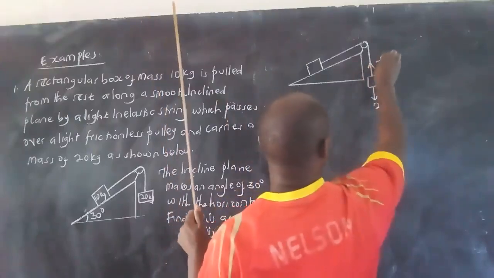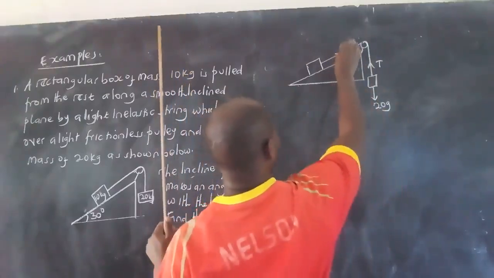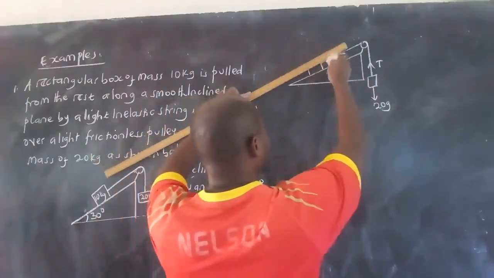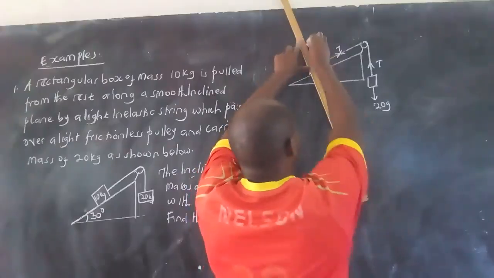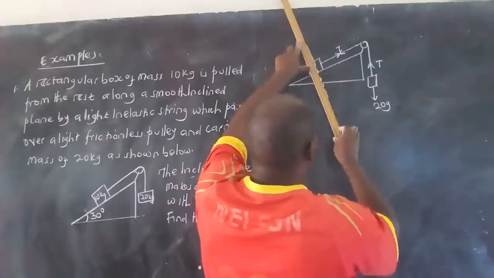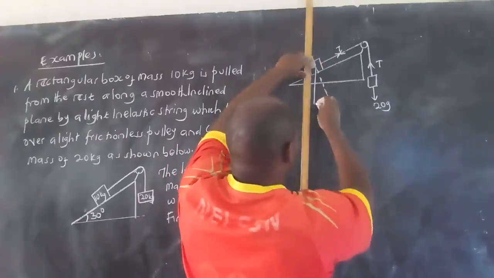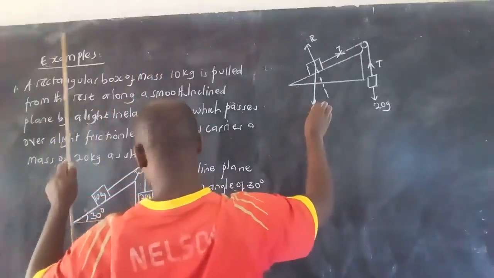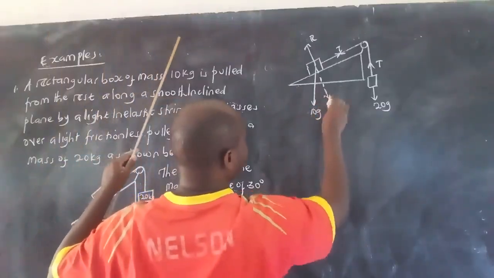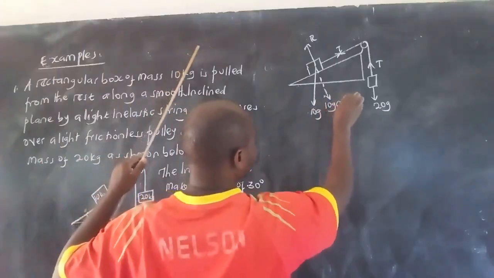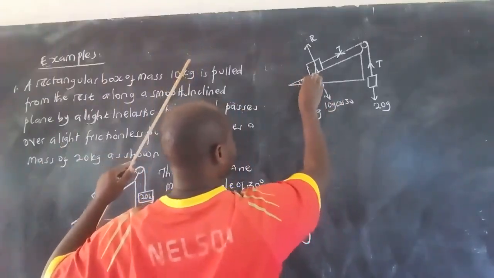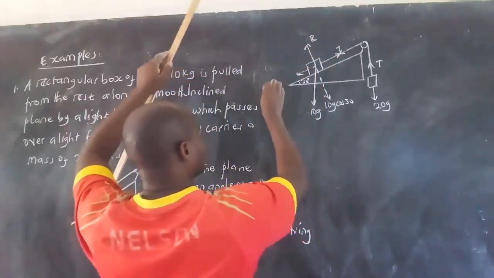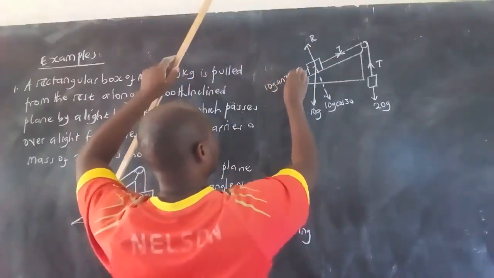Then the tension is up this side, so here we shall have the tension like this. Then down this side we have the resolved component of what? Of weight. So we have this. Then we have this, this is R. This is mg. This is 10 G. This will be 10 G cos of 30, this is R, 30 degrees. What about this one? This will be 10 G sine of 30.